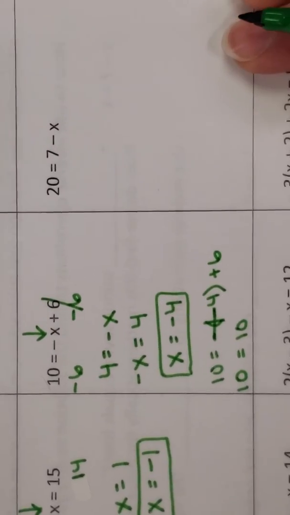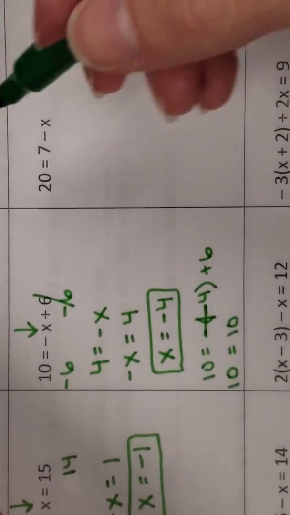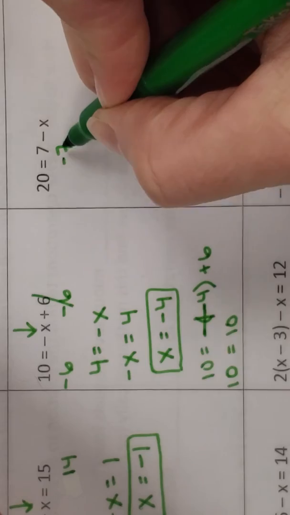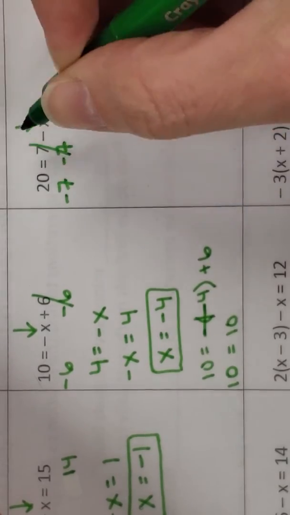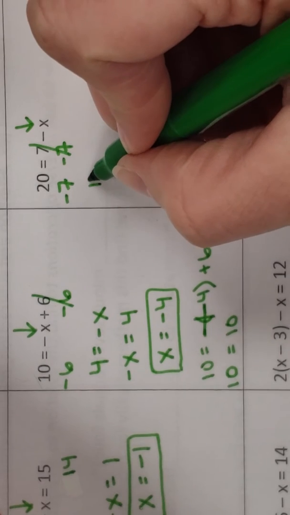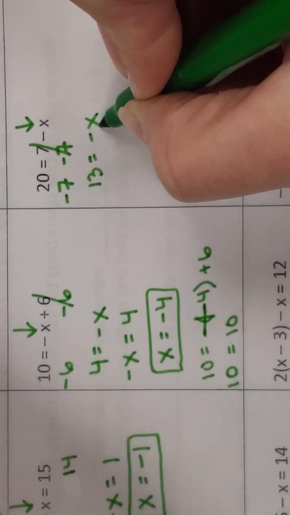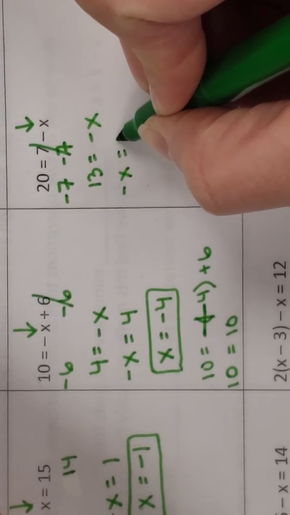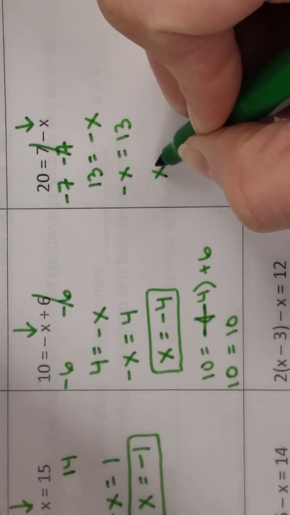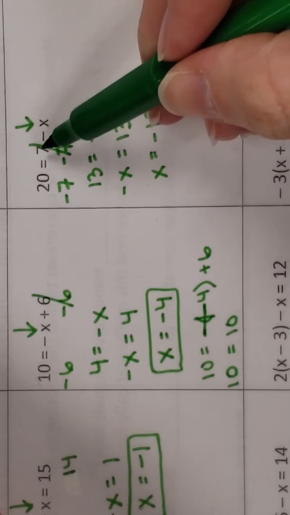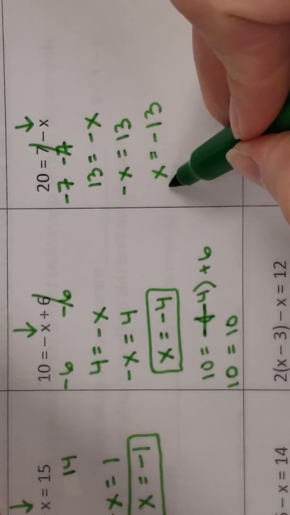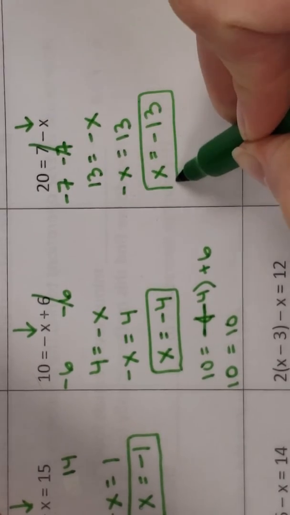Okay. Feel free to go ahead on the next one without me. Negative x is with a positive 7. Reverse of a positive 7 is a negative 7. What I do on one side, I do to the other. 13 is negative x, or negative x equals 13, or positive x then is negative 13. 7 minus a negative 13, or 7 plus 13, is 20. And so we're good.